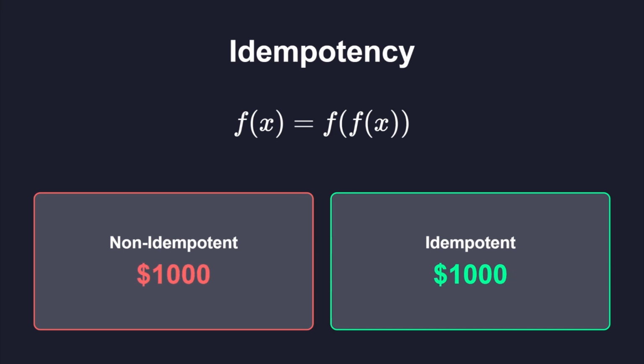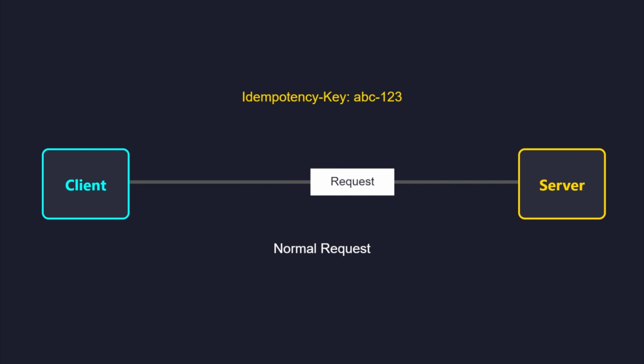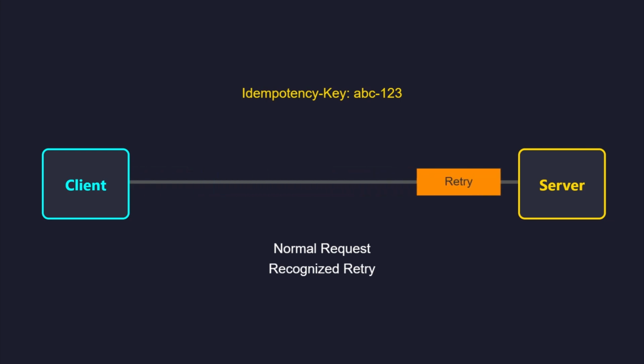Idempotency ensures that performing an operation multiple times produces the same result as performing it once, which is vital for maintaining financial data integrity. The core solution involves an idempotency-key, a unique identifier sent by the client that allows the server to recognize subsequent retries of the same request.